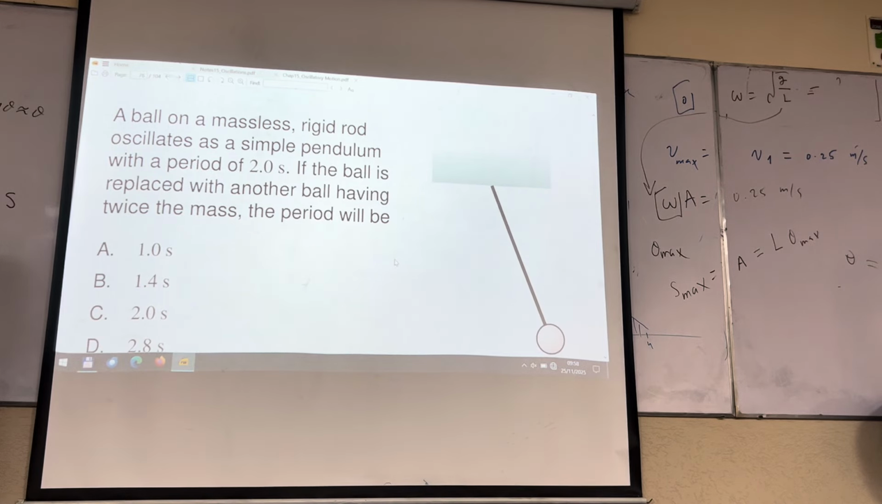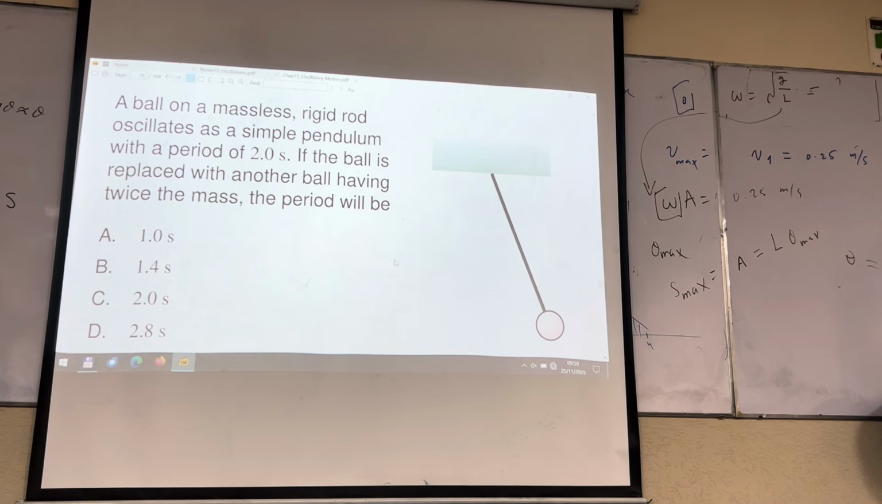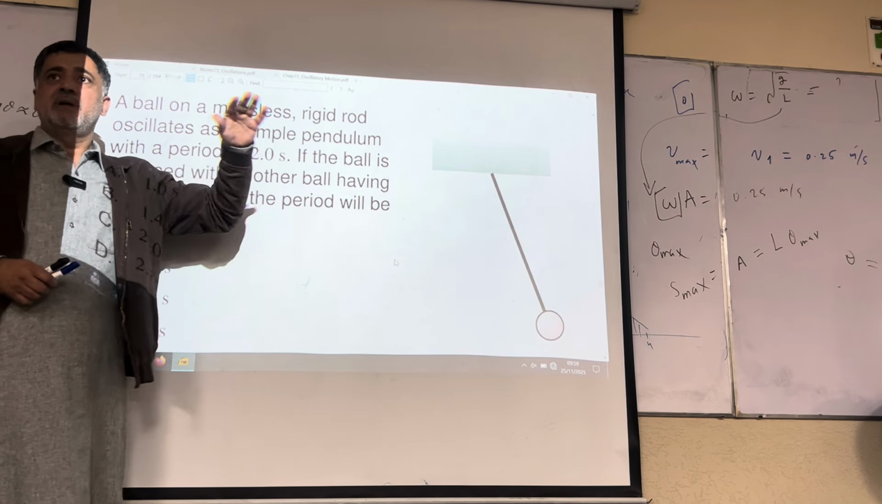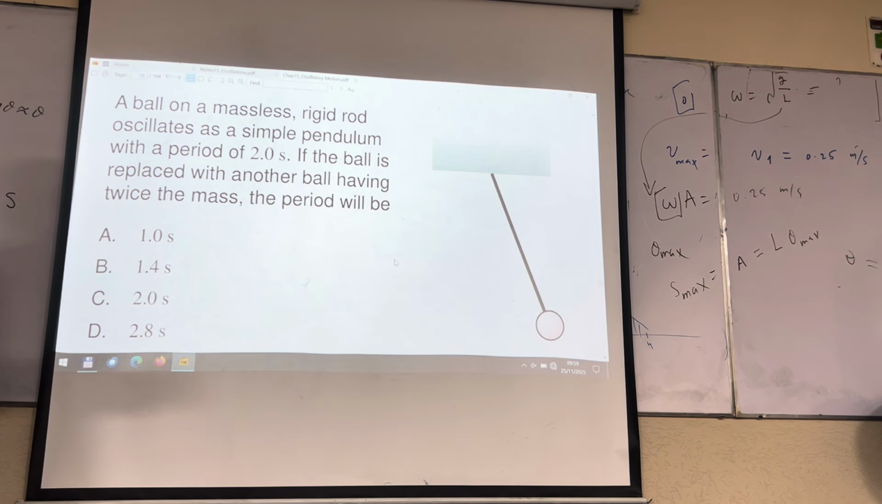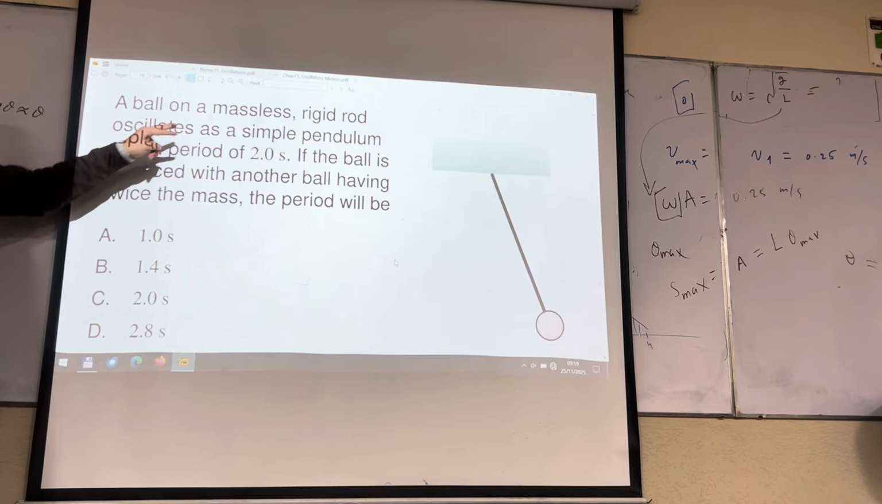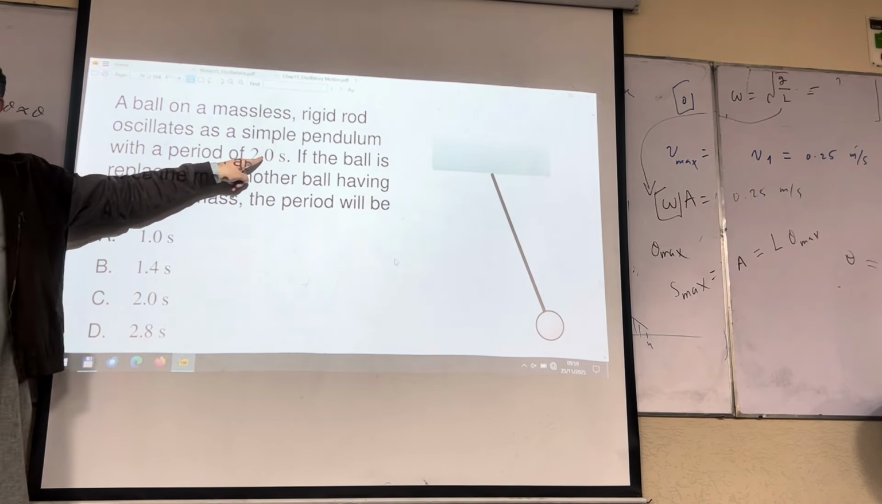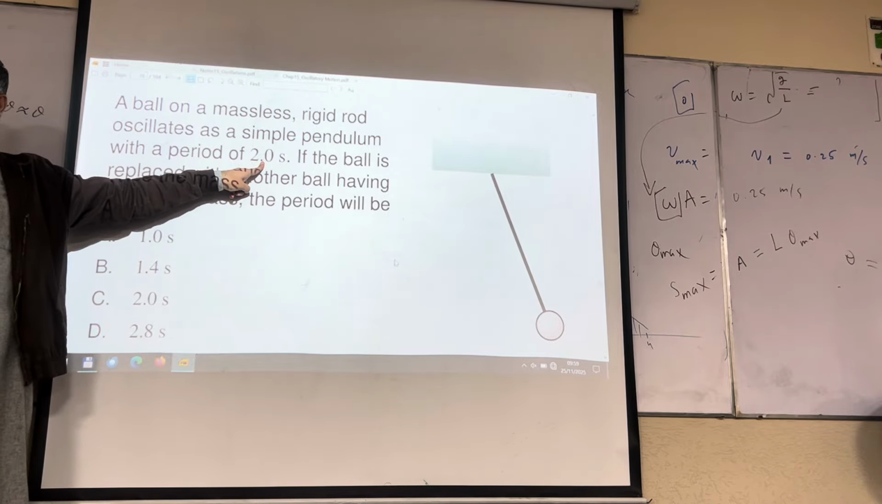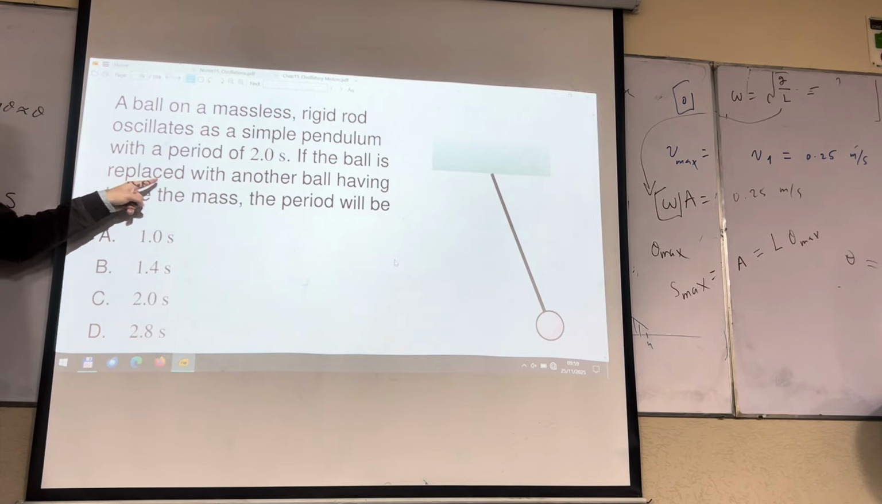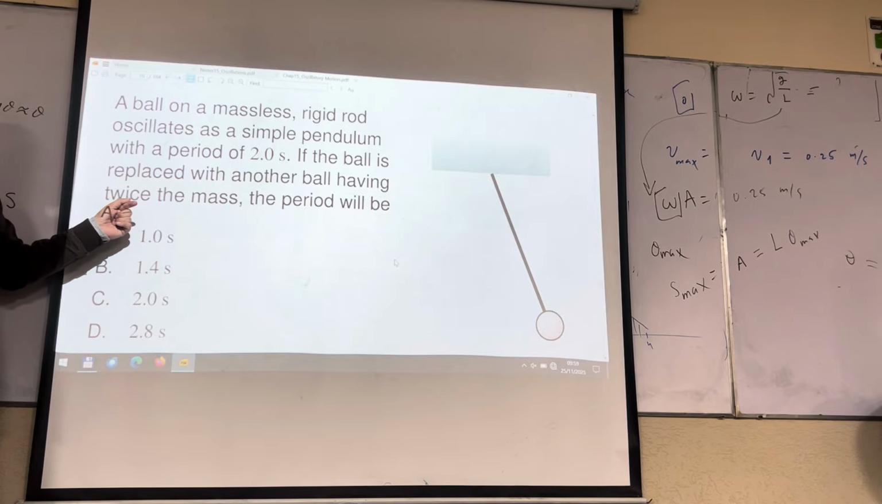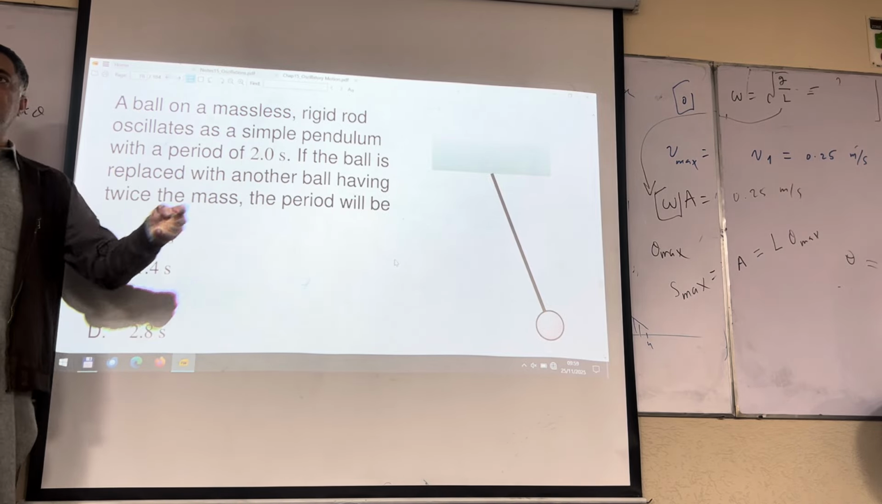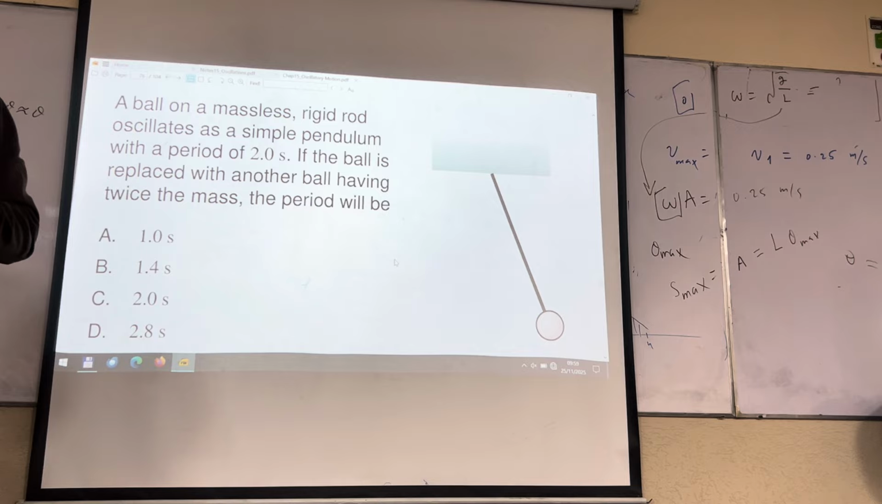ये जरा देखिए क्या कह रहा है. A ball on a massless rigid rod oscillates as a simple pendulum. Rigid rod will remind you that the rod cannot have any springiness in it, and it cannot have any mass either. With a period of 2.0 seconds. So capital T value आपको दी गई है, ठीक है? If the ball is replaced with another ball having twice the mass, the period will be, बताएं.